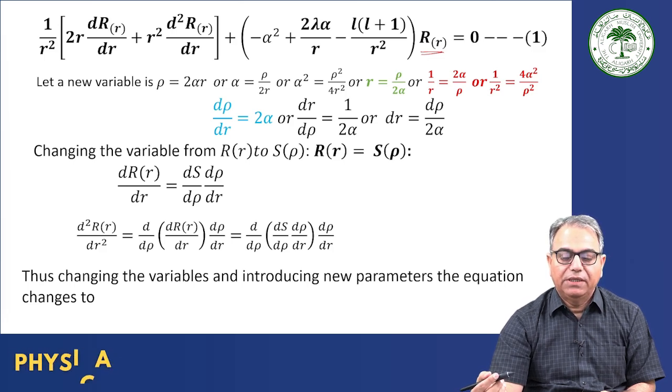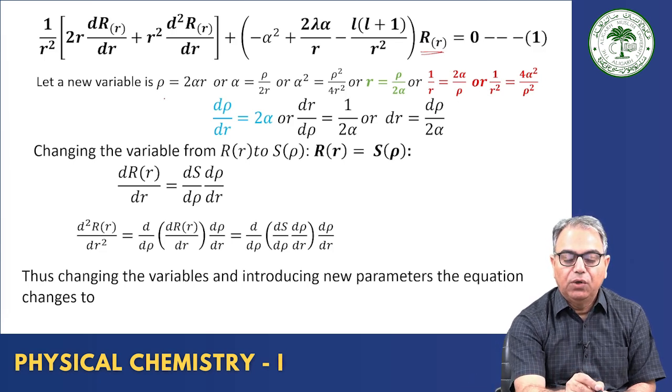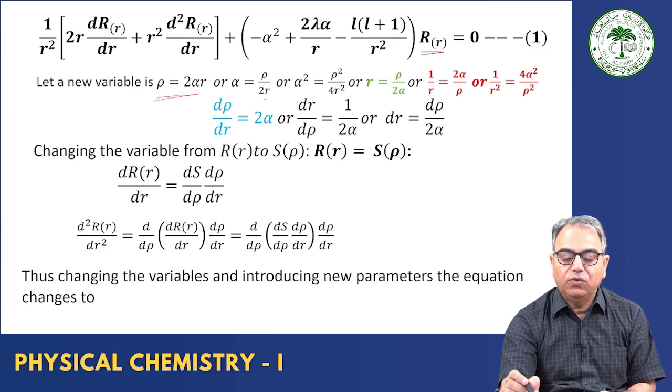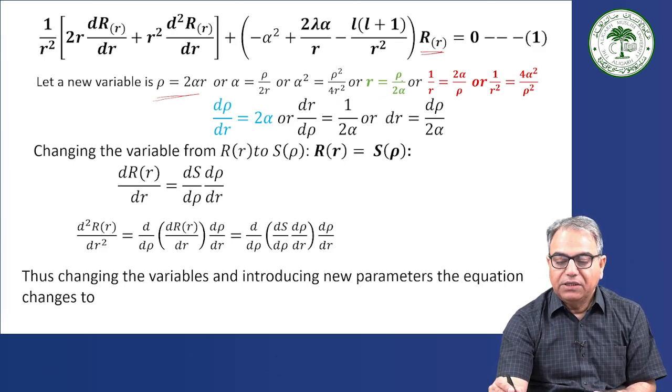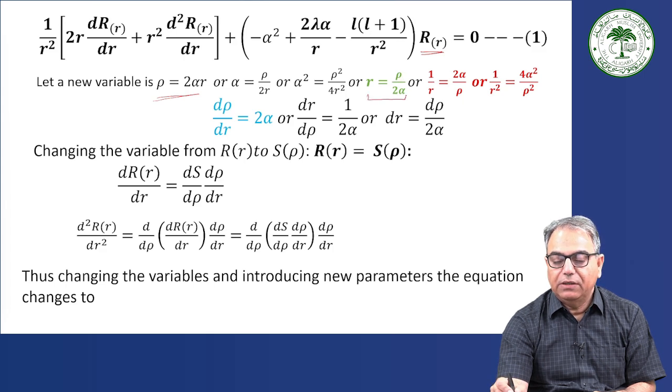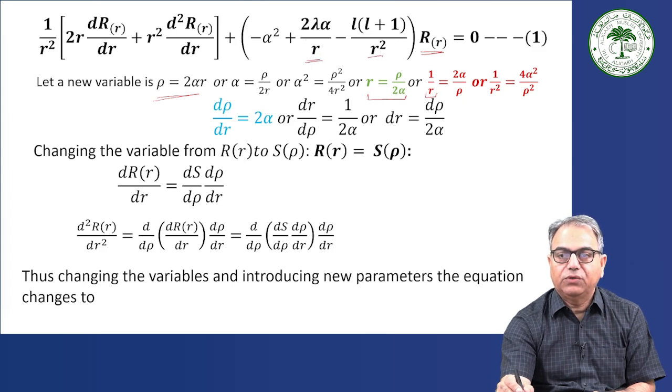So what we do is we change the variables, and we suppose a new variable rho is equal to 2 alpha r. So alpha will become rho divided by 2r, and alpha square will become rho square divided by 4r square. So r we can write as rho divided by 2 alpha. You see, rho divided by 2 alpha. So 1 by r will be 2 alpha divided by rho, and 1 by r square will be 4 alpha square by rho square. In this equation you have 1 by r, and in this equation you have 1 by r square, so you can replace them with this, and r also you can replace, okay.